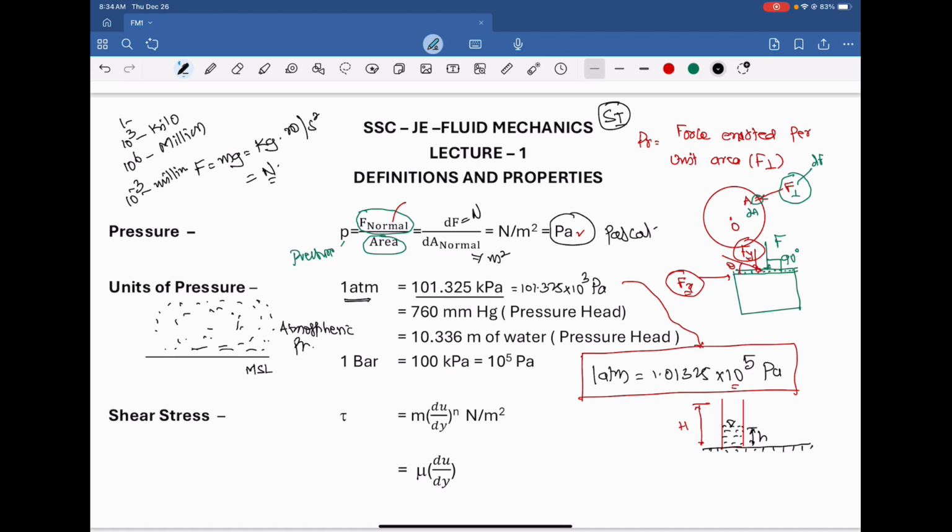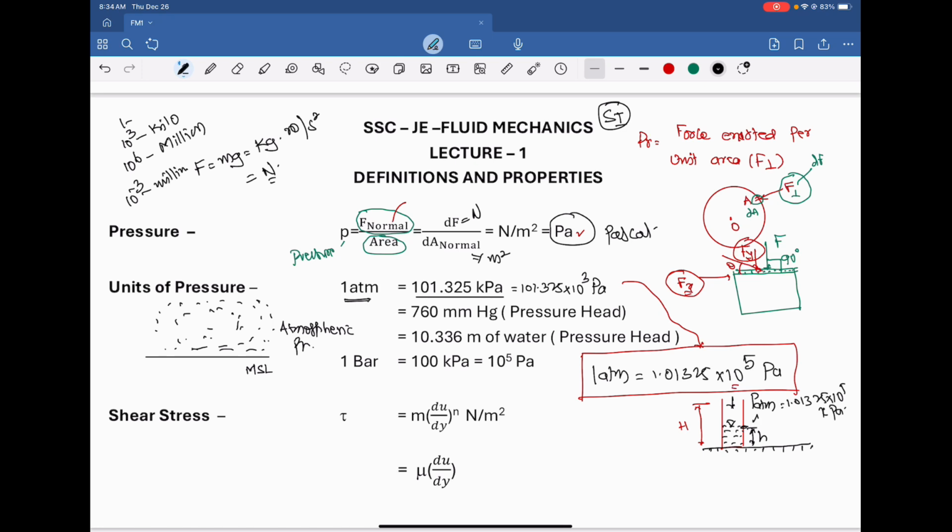Whatever may be the height of the tumbler, when we neglect the weight of the tumbler, what will be the pressure exerted by this water column on the table? Above the water column, the pressure will be normal, that is P atmosphere, depending upon the altitude where we are conducting the experiment, which is nothing but 1.01325 into 10 to the power of 2 kPa in normal conditions. This is P atmosphere.